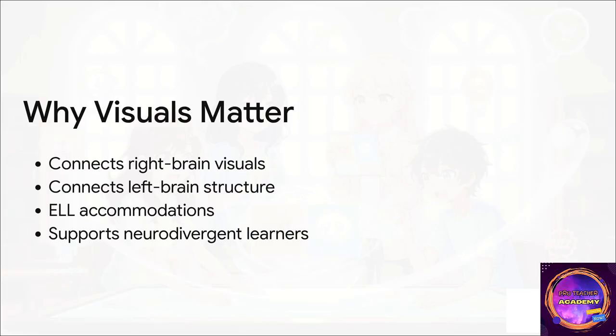Pairing abstract concepts with visual cues connects right brain visual processing with left brain linguistic structure. Furthermore, the sources explicitly highlight that visuals provide essential accommodations for English language learners, helping them bridge vocabulary gaps. They also offer critical support for neurodivergent learners by providing clear, predictable expectations and alternate pathways to comprehension.